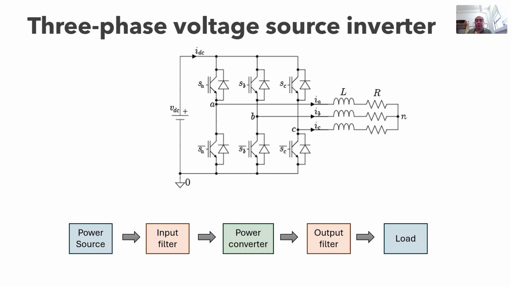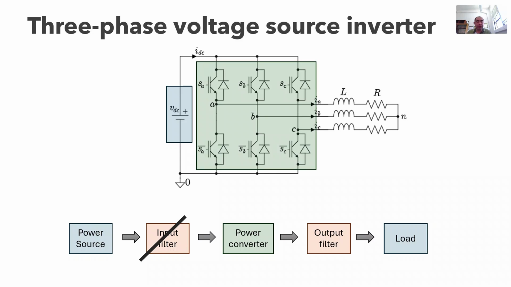Today we will model the three-phase voltage source inverter you can see in this picture. This converter has the same structure as other converters we have seen in previous lectures. It has the power source, it doesn't have the input filter, it has the power converter, the output filter, and the load. The power source is defined by the voltage. The output filter and the load are modeled together, and the converter is modeled using its switching behavior and then introducing the modulation to obtain the average behavior.